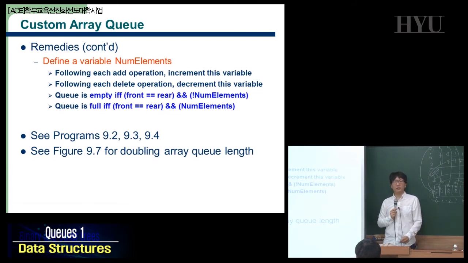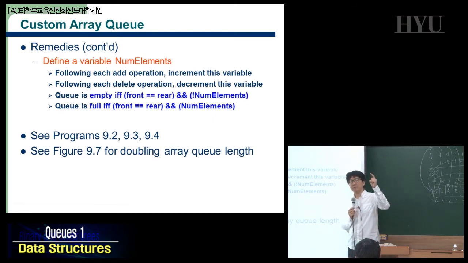So my additions were three. The next time I do a deletion, 3 minus 1, 2. Another deletion, 2 minus 1, 1. So when I'm adding a value, plus 1, and when I'm removing a value, minus 1.